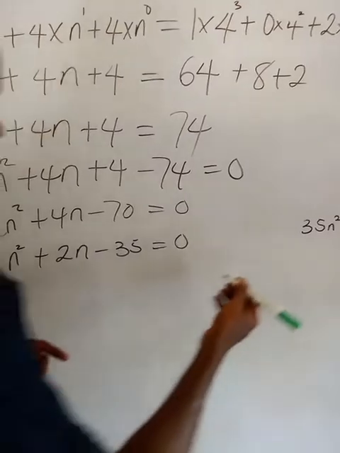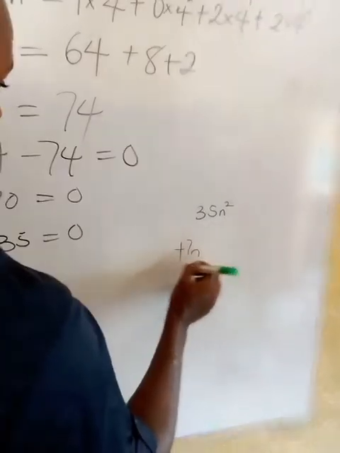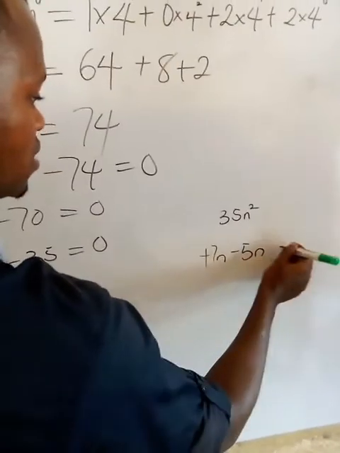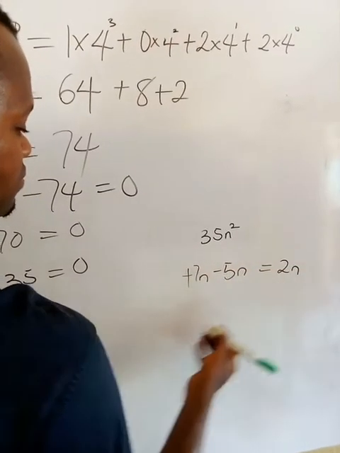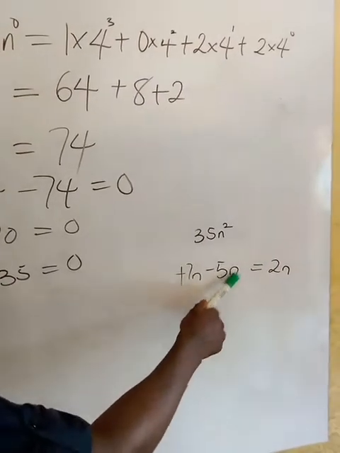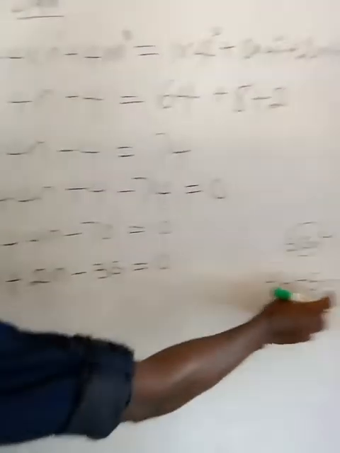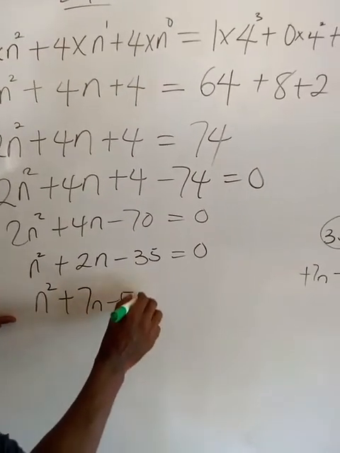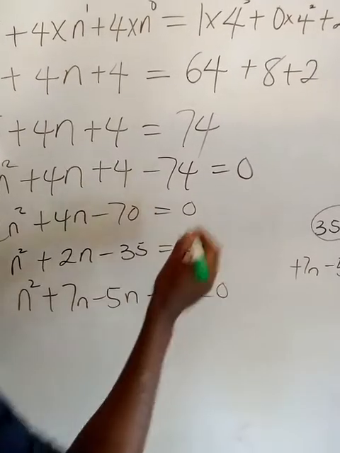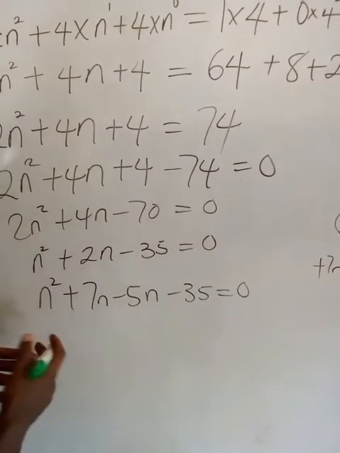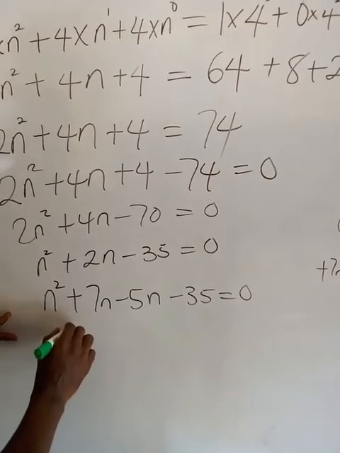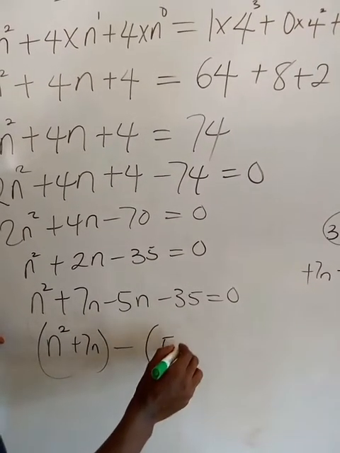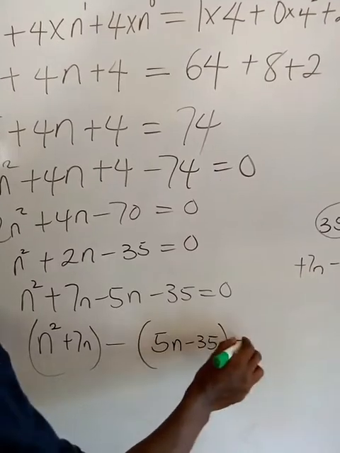If you think very well, that will give us minus 5n plus 7n. When you do that, you shall have 2n. Okay, and if you multiply this by this, you should have this. So we now use these two terms to replace 2n. We now have n squared plus 7n minus 5n minus 35 equals to 0. Now we group them into two groups. This is what we call factorization by grouping. So we have n squared plus 7n in one group, minus 5n minus 35 in another group, equals to 0.